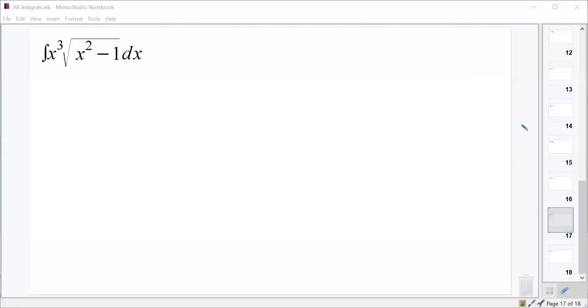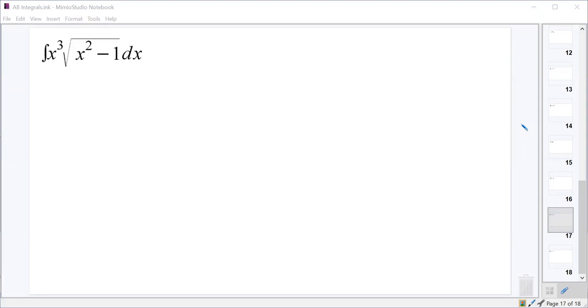So this is going to be another U substitution problem. How are we going to do a U sub? What are we going to sub out? Should we factor the difference of squares, the x squared minus 1? Nah, there's no need to do that. Okay.